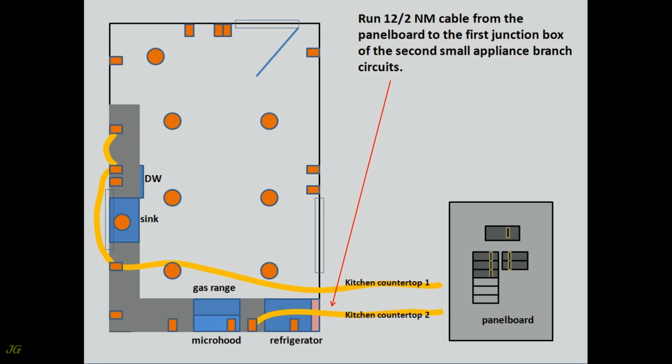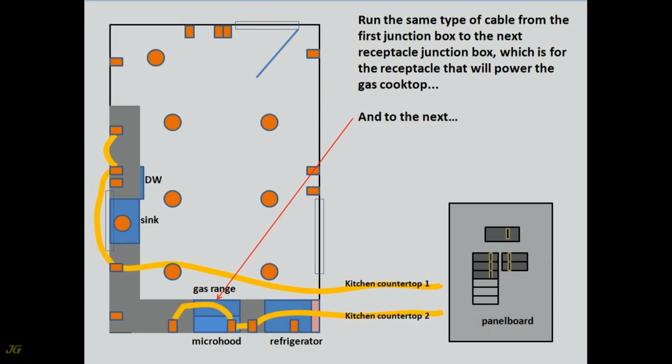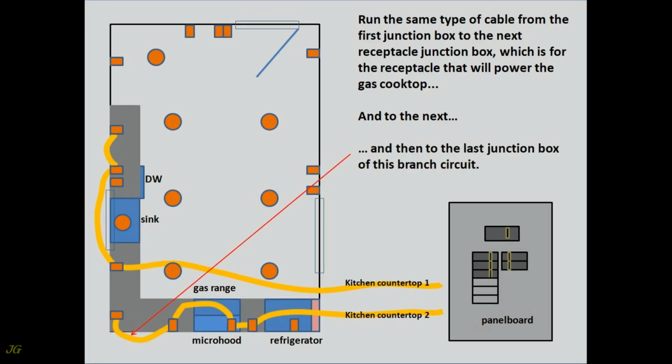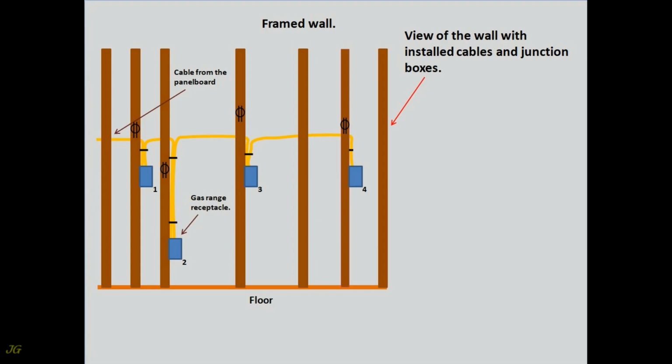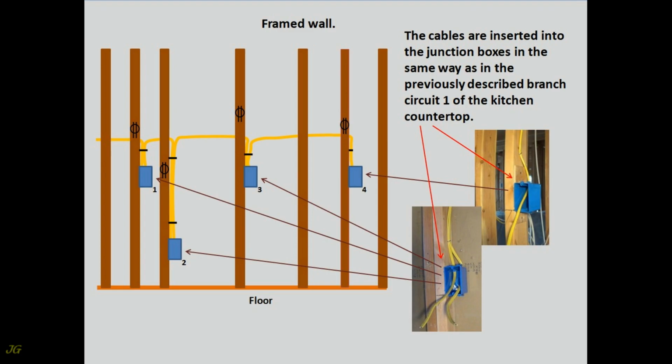Run 12-2 NM cable from the panel board to the first junction box of the second small appliance branch circuit. Run the same type of cable from the first junction box to the next receptacle junction box, which is for the receptacle that will power the gas cooktop, and to the next, and then to the last junction box of this branch circuit. View of the wall with installed cables and junction boxes. The cables are inserted into the junction boxes in the same way as in the previously described branch circuit 1 of the kitchen countertop.